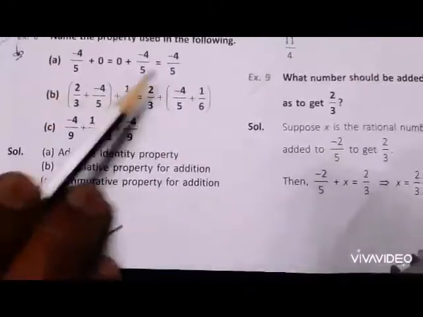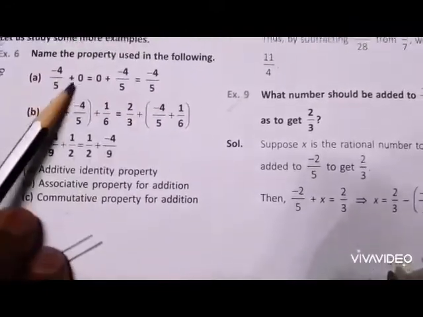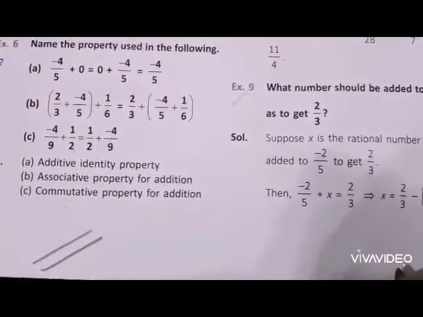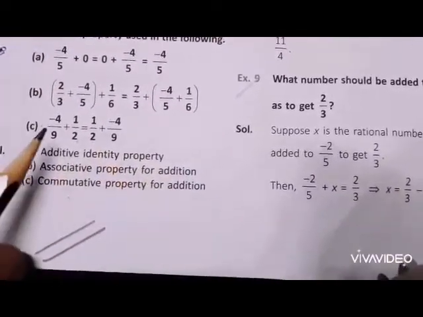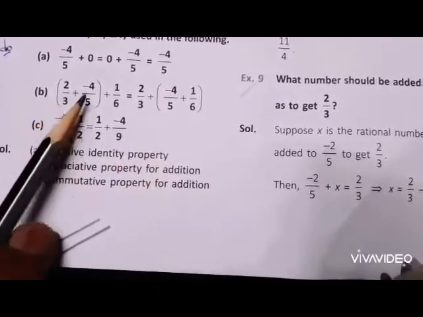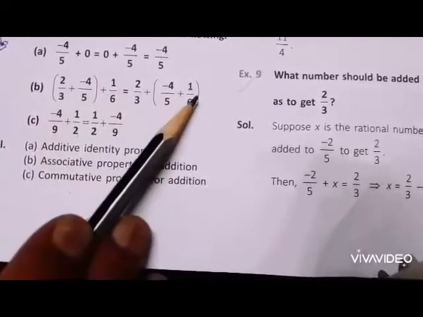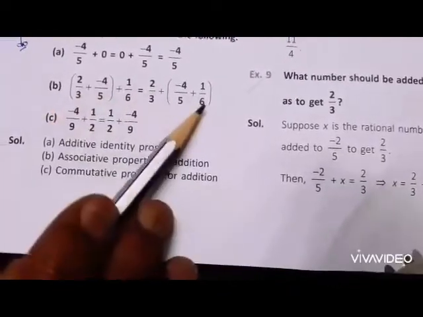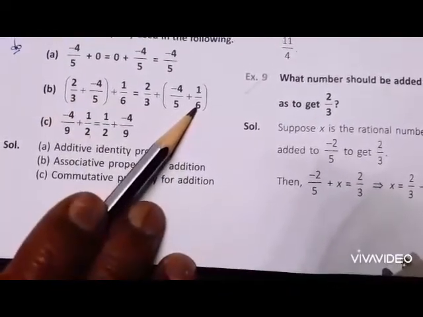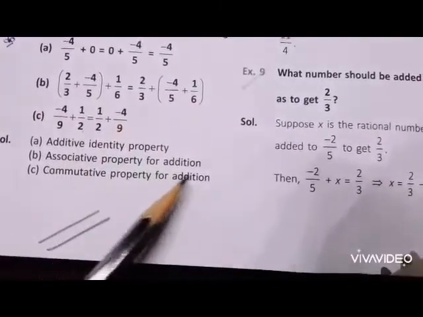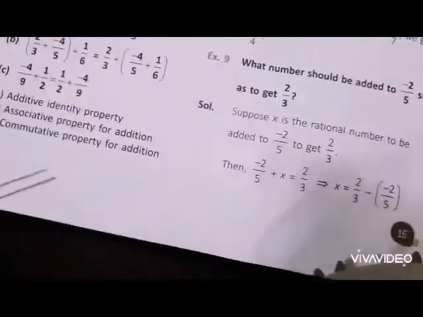So in this, what is the property? To get the same answer, 0 was added, that's the additive identity. And now the second one, you can see all the rational numbers are in the same order, on the left hand side and the right hand side. Only what is changed? The group is changed. So if the group changes, what happens? That property is called the associative property. This is the easiest way you can understand.